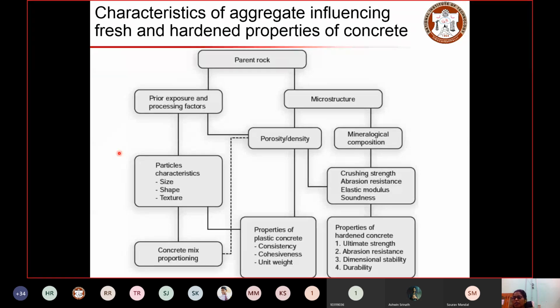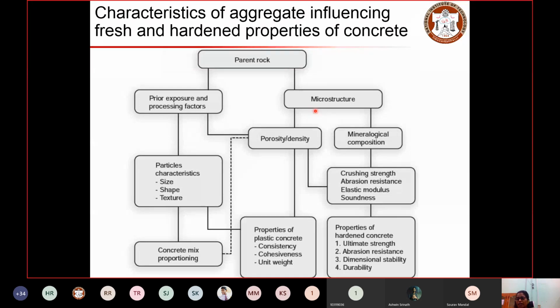So it starts from the parent rock, and then depending on the formation of the parent rock, the exposure conditions and the processing factors involved, certain properties of aggregates are influenced. So we classify them into two categories based on that. One is prior exposure and processing factors. Another one is the microstructure of the aggregate. There will be some pores and some minerals present in the aggregate, right? So based on that, we have the classification called microstructure.